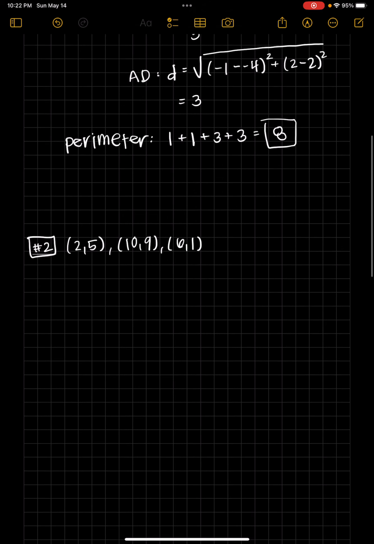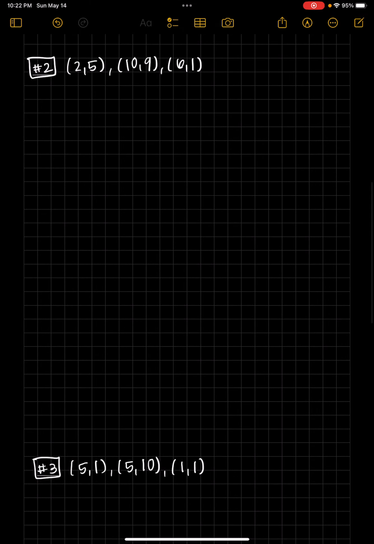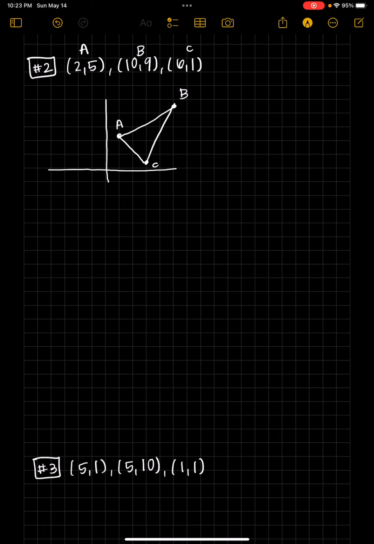Okay, cool. Let's do the second example. So this time it's a triangle. Let's start by graphing it. Okay, so (2, 5) would be about there, and I'm going to label it A. Now let's do (10, 9), which we'll label B. And then (6, 1), which we will label C. All right, so this is a triangle, a happy little triangle.